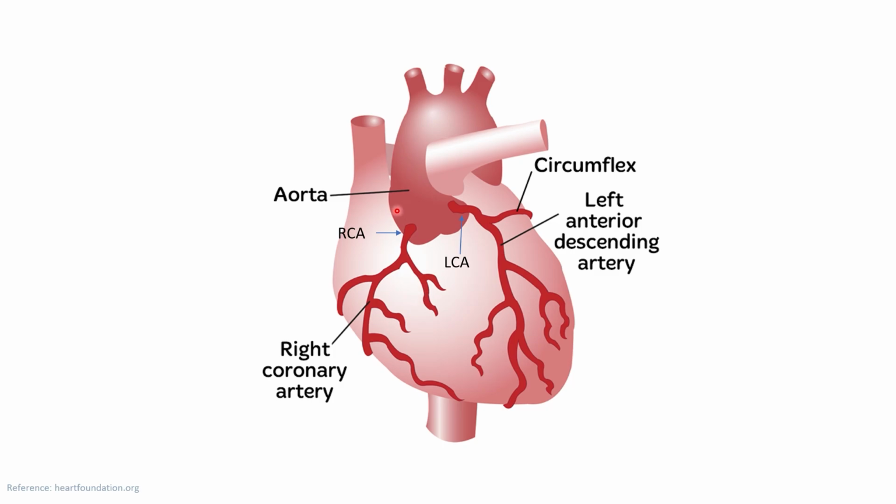The right coronary artery travels along the right atrioventricular groove on the surface of the heart. The left main coronary artery is short and divides into two branches. The left circumflex artery courses horizontally along the left atrioventricular groove, supplying the lateral wall of the left ventricle. The left anterior descending artery, or LAD, travels vertically down the anterior surface of the heart within the anterior interventricular groove, extending from the base toward the apex.